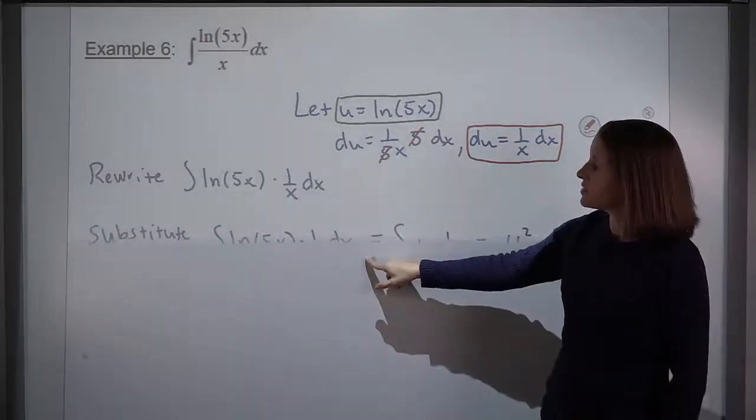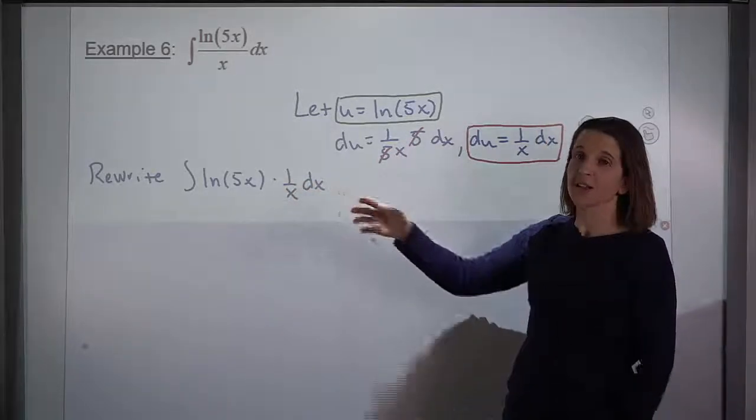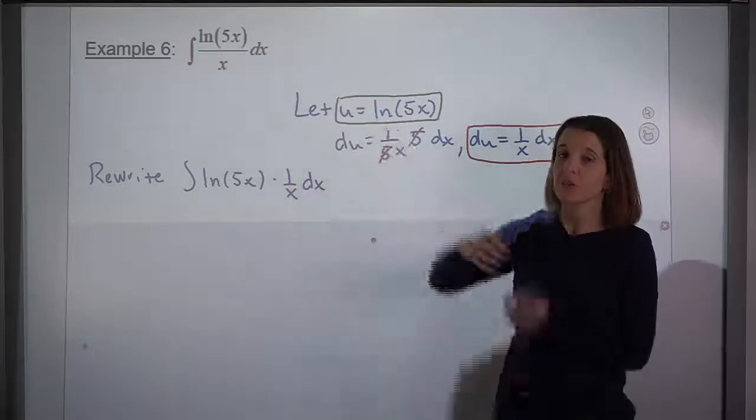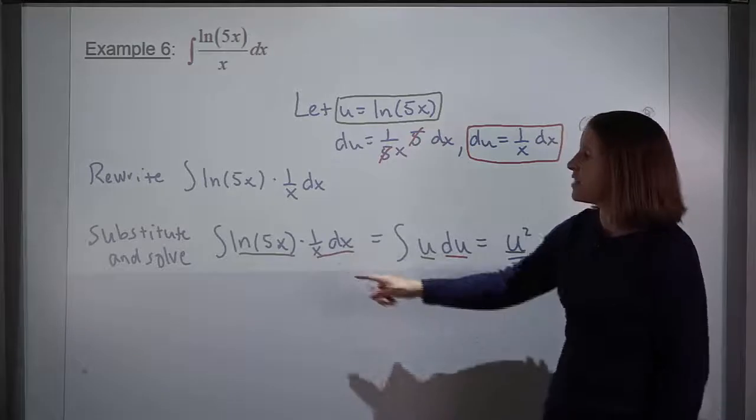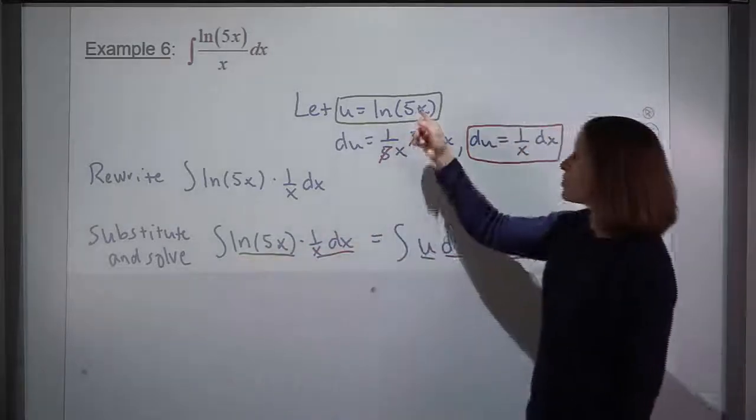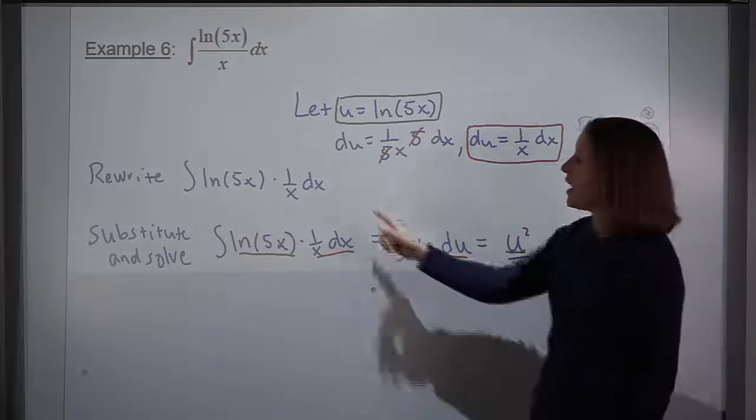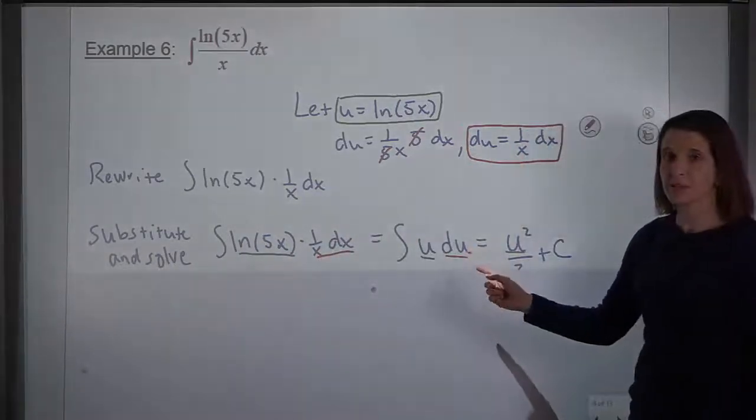So we're going to separate those things out again. So we have ln of 5x times 1 over x. Again, multiply tops, multiply bottoms. It really is what we had before, and we need to be comfortable doing that. And now I can see that the ln of 5x was my u, so I can replace or substitute it with a u. And the 1 over x dx was my du, and so I can replace it with du.